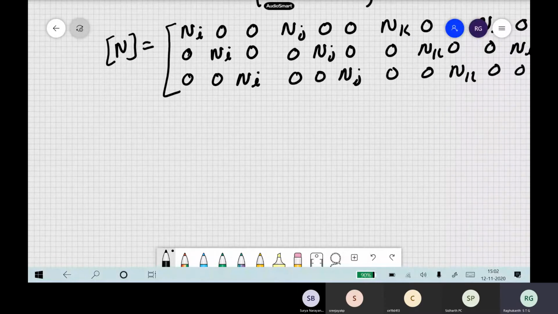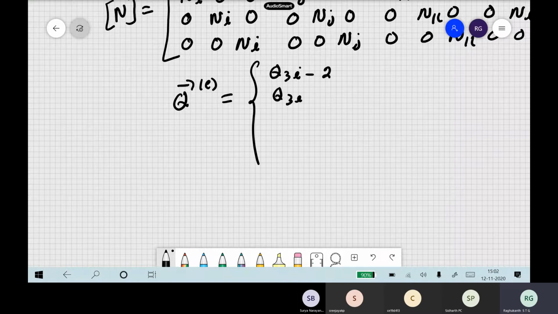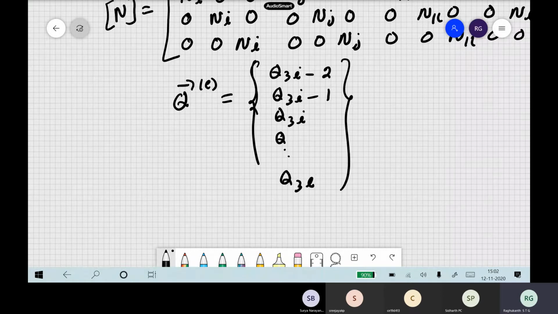of course I should say it is the most popular in FEM to solve 3D problems, essentially dynamics problems. And of course your q dash, so these are all the nodal displacements: q_(3i-2), q_(3i-1), q_(3i), then all those other terms will be there, and the last one will be q_(3l). So it is a 3 by 12 and 12 by 1.